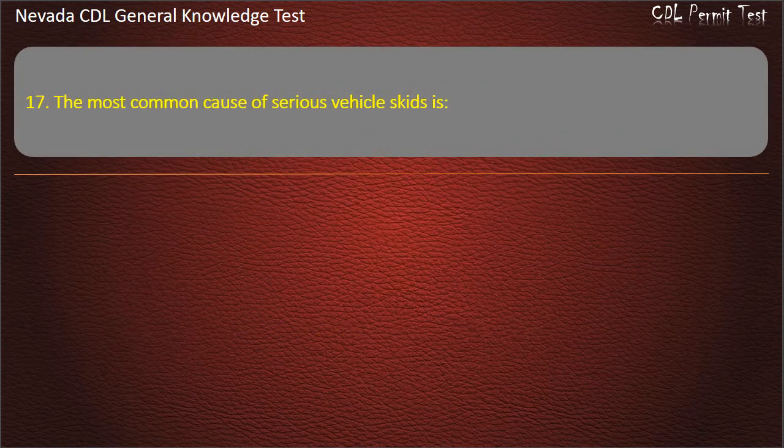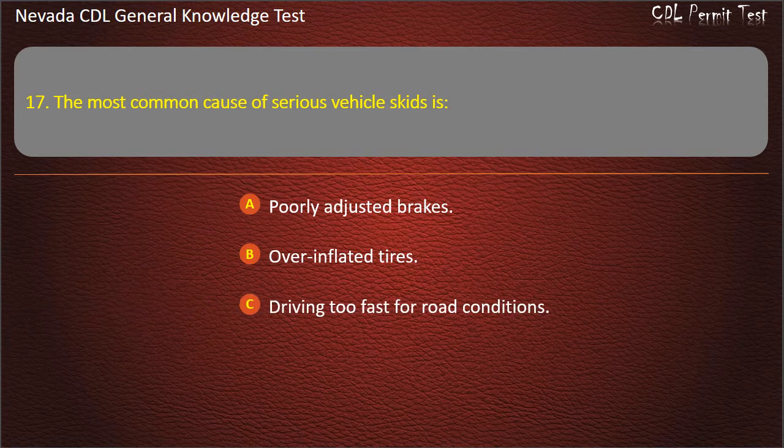Question 17. The most common cause of serious vehicle skids is poorly adjusted brakes, overinflated tires, driving too fast for road conditions. Answer: Driving too fast for road conditions.